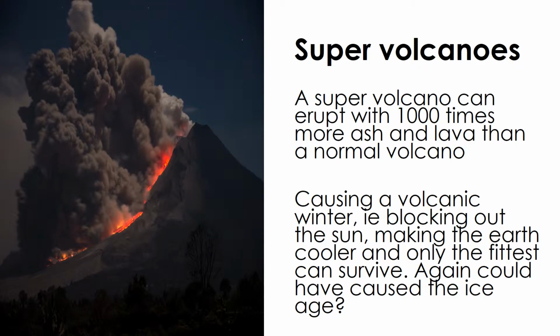Supervolcanoes are also a natural cause of climate change. Many people get confused and think it will cause a warmer climate. However, as a supervolcano can erupt with 1,000 times more ash and lava than a normal volcano, it can cause a volcanic winter. This means the sun will be blocked out and the Earth will actually become a lot cooler and only the fittest can survive. Again, this could have caused the natural ice age 100,000 years ago.